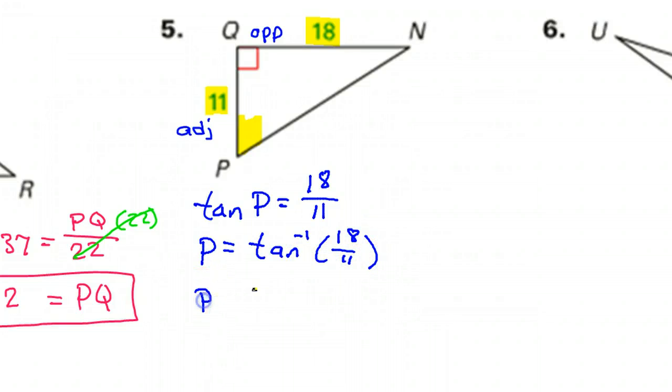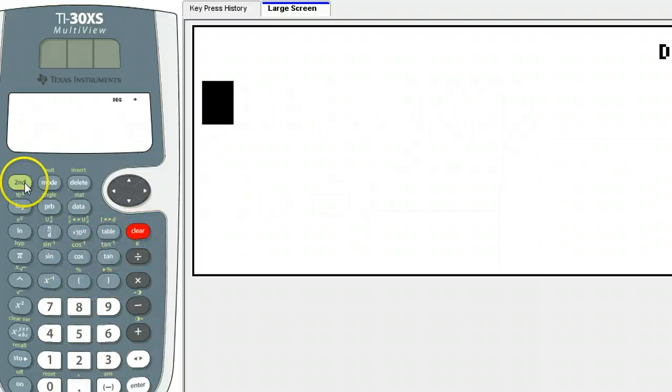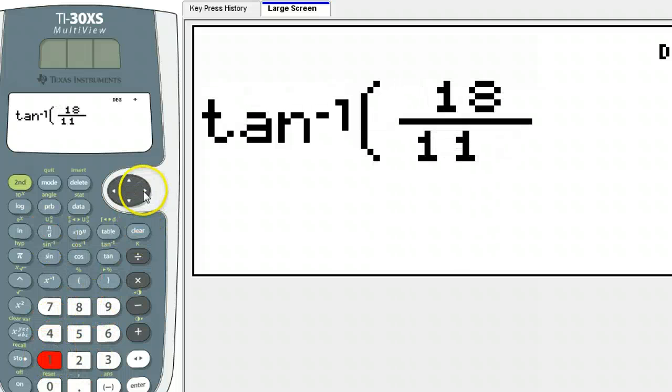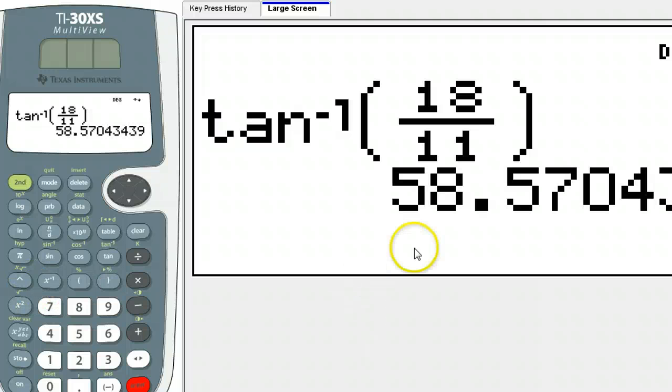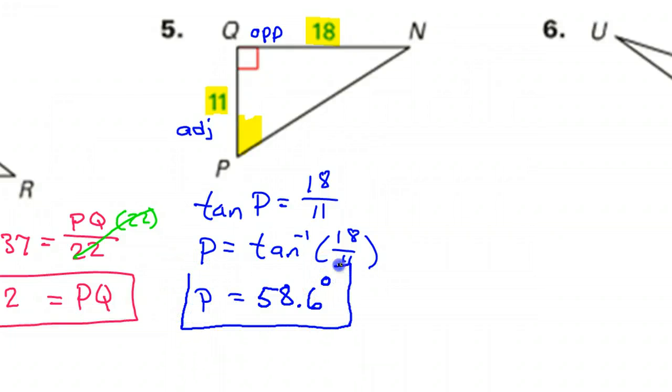Then you can just put that in your calculator. Inverse tangent of 18 over 11. So for inverse tangent, I have to hit second tangent, 18 over 11. Alright, so that's 58.6, got to round up. 58.6. And this is an angle, so degrees. Use the degree symbol. So we found the first angle, 58.6 degrees.